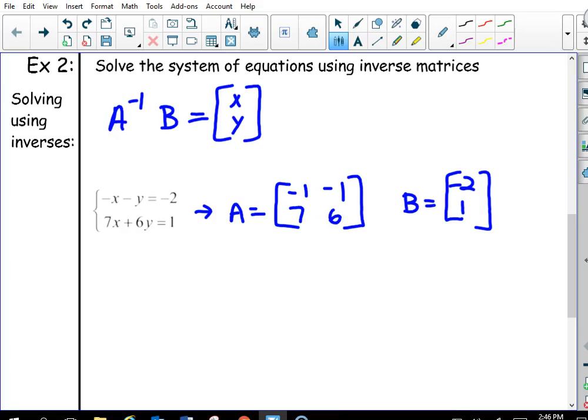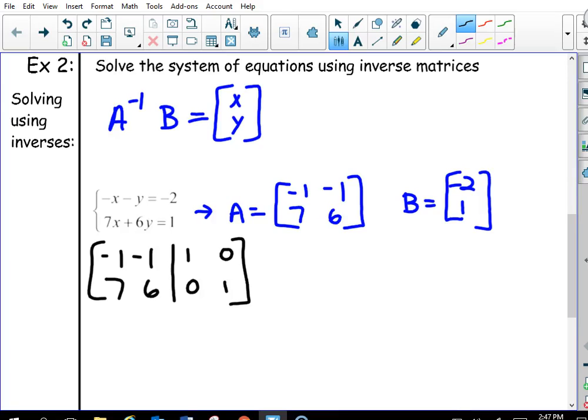So A is that, and I'm going to set it up here. All right, -1, -1, and 7, 6. And on the other side, I'm just going to have the identity matrix. Now I'm going to work on solving this. Actually, I'm going to work on getting the left-hand side of this to look like the identity matrix.